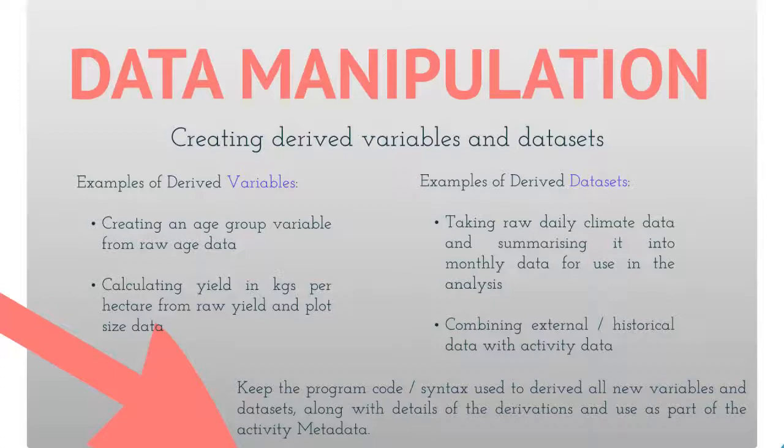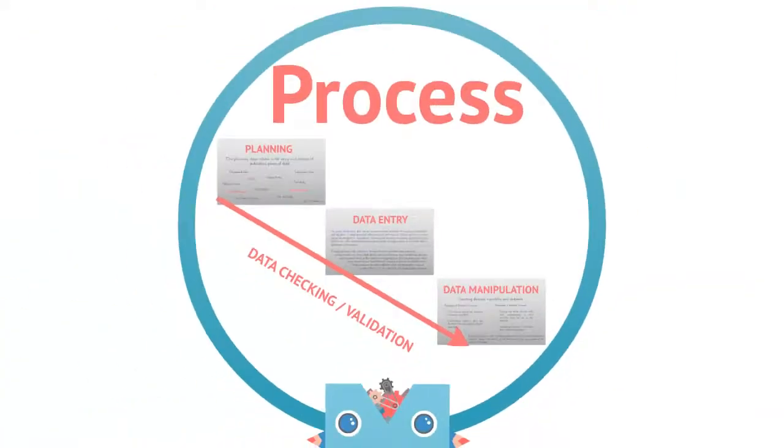Similarly, entire derived datasets can be created. For example, taking daily climate data and summarising it so that a new derived dataset has the monthly averages, which are then used in the analysis, or combining the external or historical data with that collected by the activity. It is important to keep documentation detailing the creation of the derived variables and datasets. You should keep the program code or syntax used to perform the manipulations as part of the activity metadata.